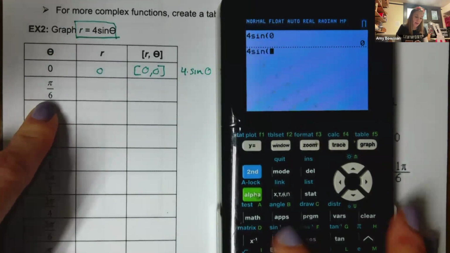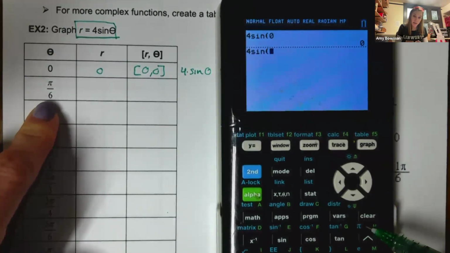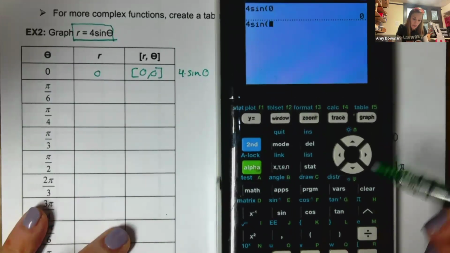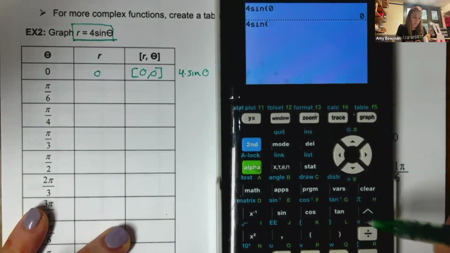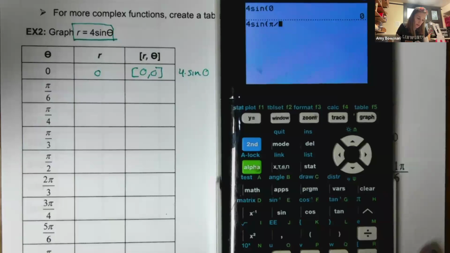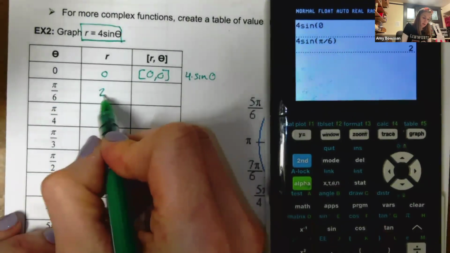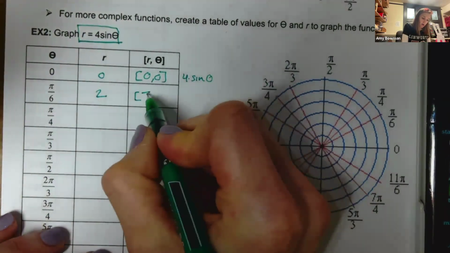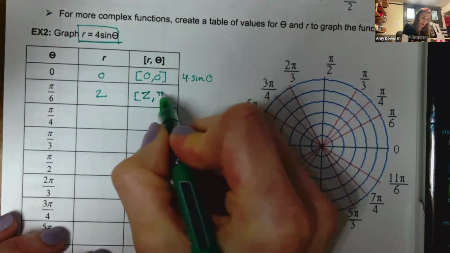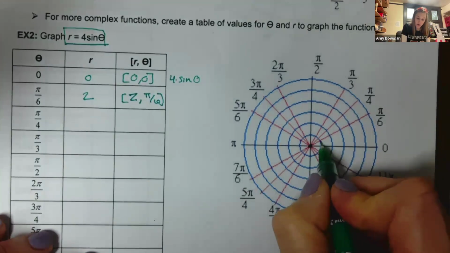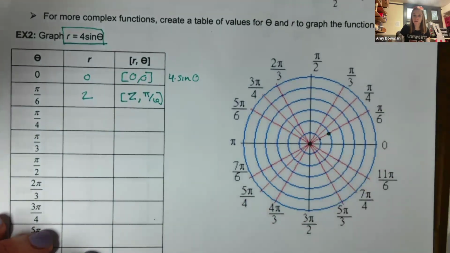So 4 sine of pi over 6. Pi is right here above this caret button. So it's 4 sine pi over 6. We get 2. So we have the coordinate r is 2, theta is pi over 6. So opening up to pi over 6, and we count out 2 and plot a point there.